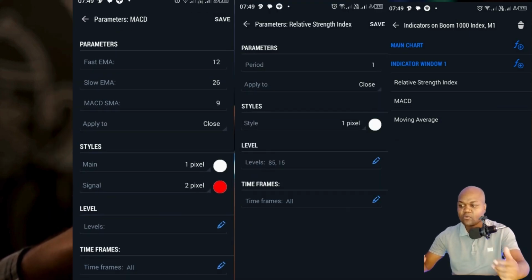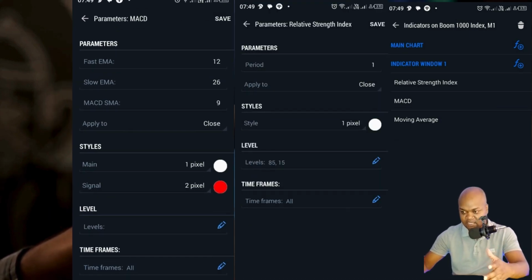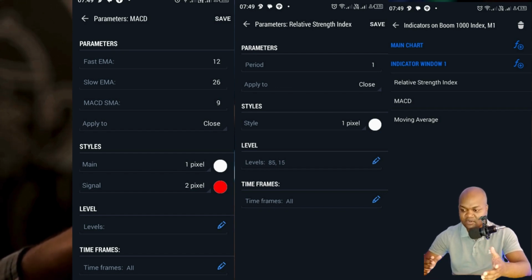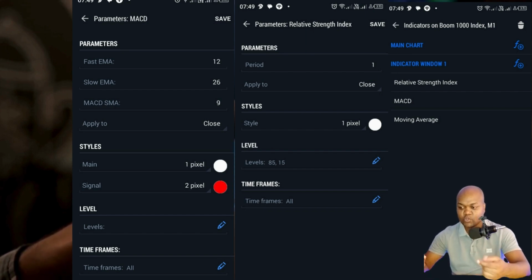Then the next one we have is the MACD. With the MACD, we have the fast EMA of 12, slow EMA of 26, MACD SMA of 9, then apply to close, then the style. On the style, the main should have the color of your background. My background is white, so I'm going to use 1 pixel with the color white. Then the signal is the one that we want. It will be 2 pixel with the color red.